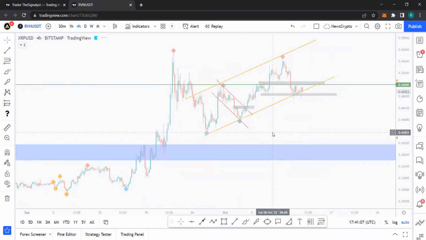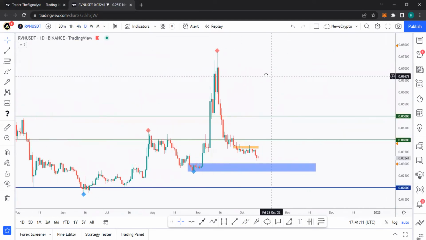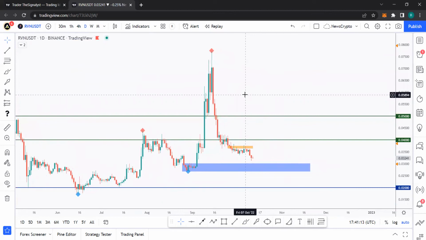Okay, next, let's go for RVN. On RVN, since the second phase of our session today is supposed to be about supply and demand, I've added some supply and demand examples. And of course, it's always practical, right?